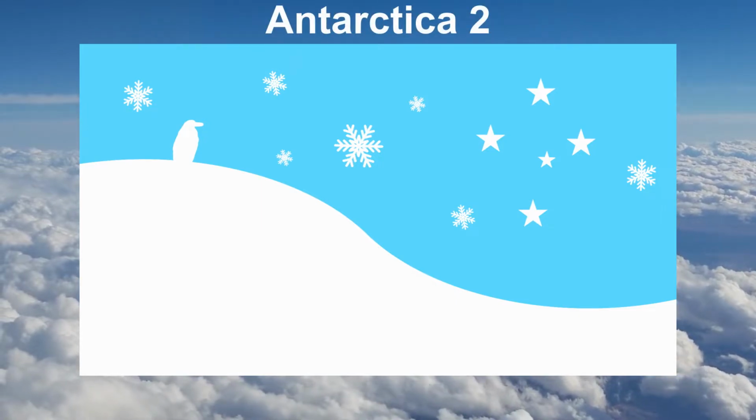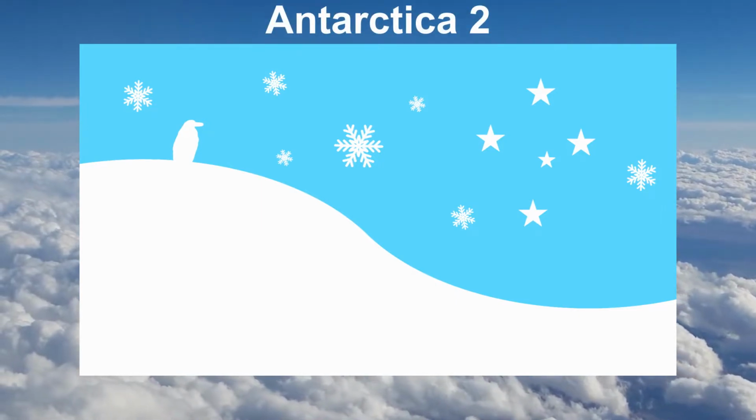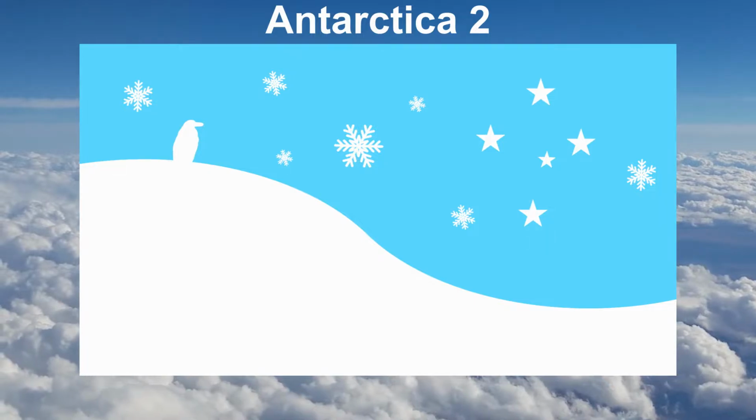Next is entry 2. White represents the desert that covers the whole of the continent. The Southern Cross represents the southern hemisphere, while the snowflakes represent the snow.